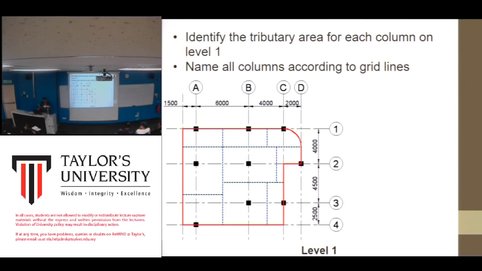In this case, because this part is cantilevered, so in case your building has a cantilevered part, a cantilevered slab at the edge of the building like this, then that would be considered within the nearest tributary area for the nearest column. So something like this.